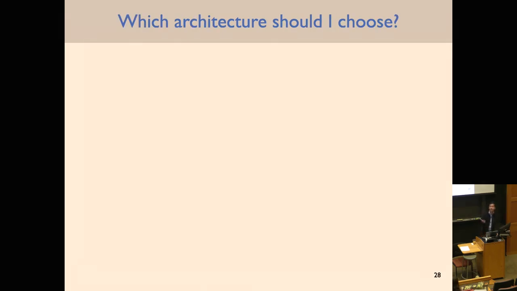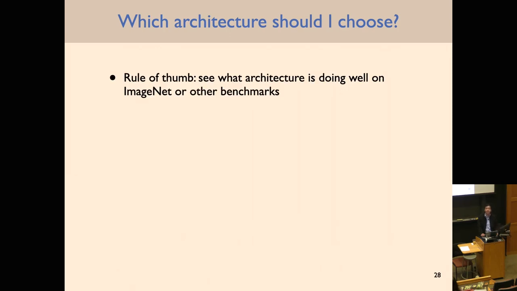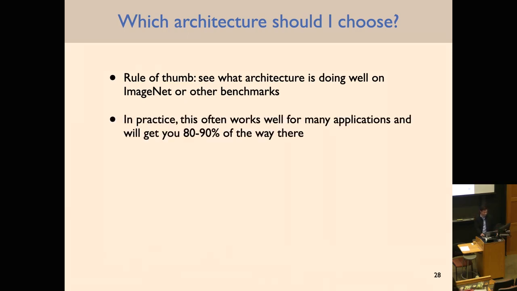So one question is, what architecture should you choose in practice? I mentioned there's lots of variants of convolutional networks or even other architectures. One rule of thumb is just to see what is currently state of the art for ImageNet. If you care about computer vision, or something else like natural language processing, there are well-established benchmarks at this point. See what is doing really well, what's the state of the art today, and that gives you a sense for what architecture you might want to use.